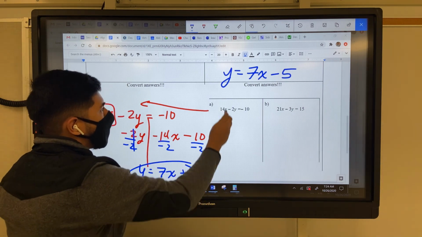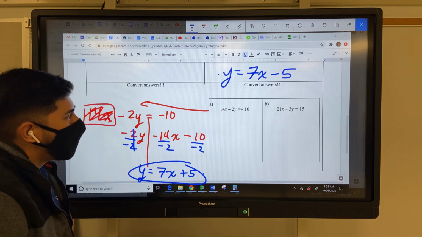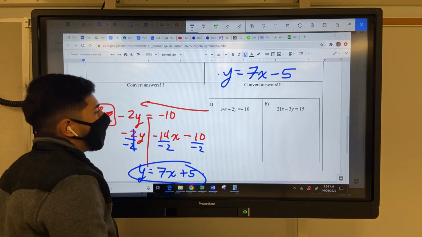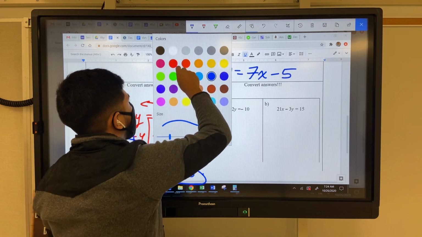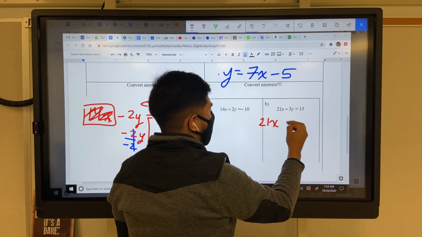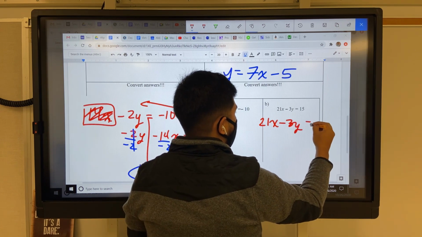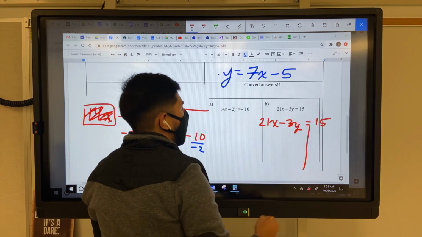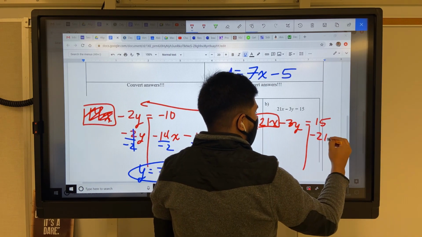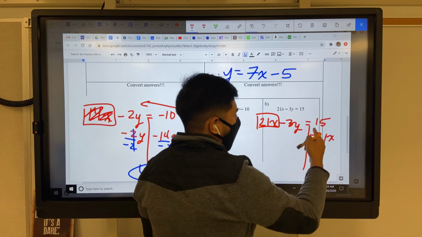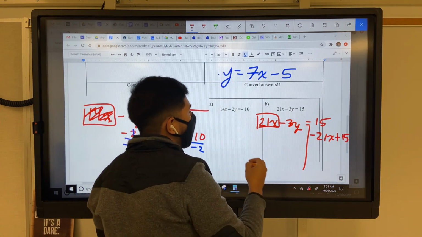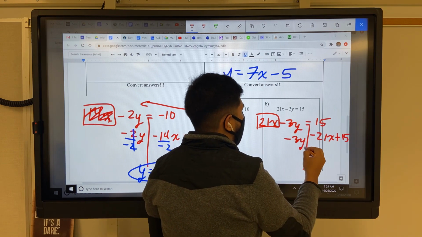So is this answer the same as this answer? Does not look like it because right here we got a positive 5. Over here we have a minus 5. So we got to do the second one. 21x minus 3y equals 15. Move that 21x over. Negative 21x. That's a positive 15, so put plus 15. I ran out of a little room. Bring down the negative 3y.